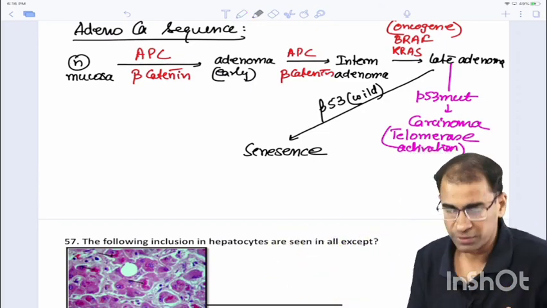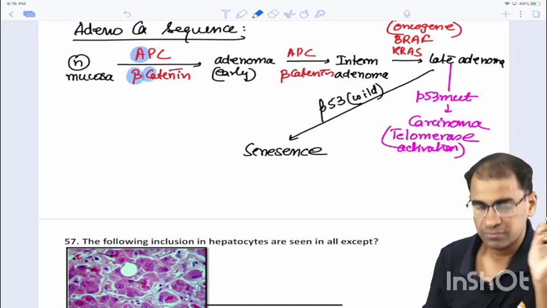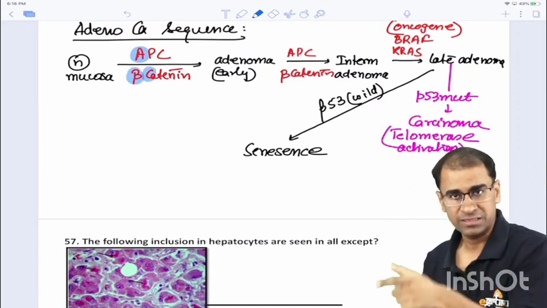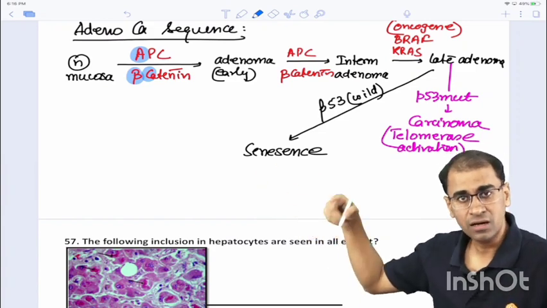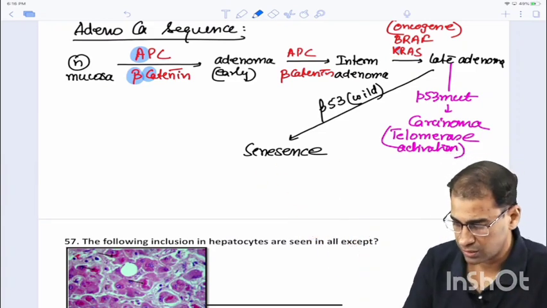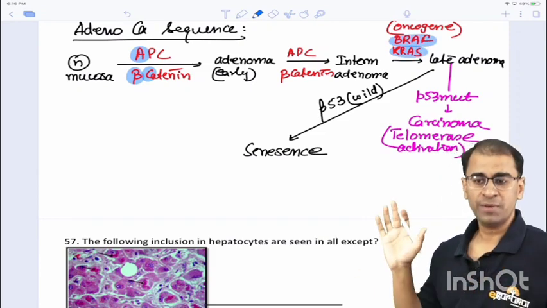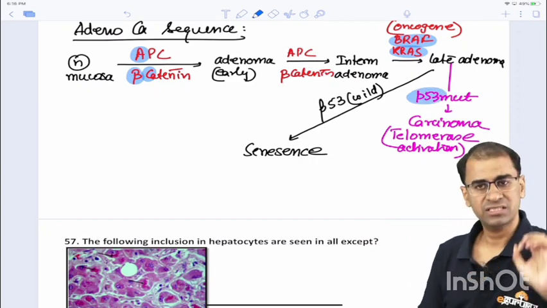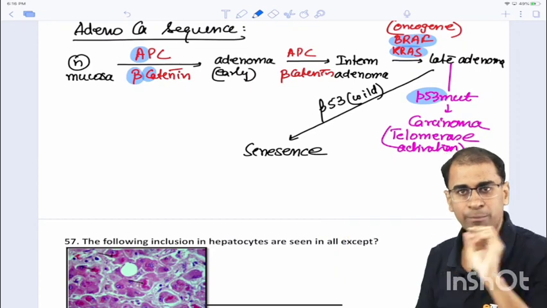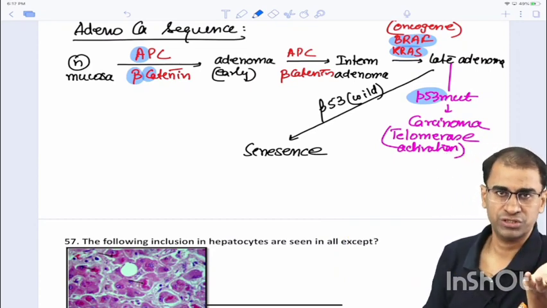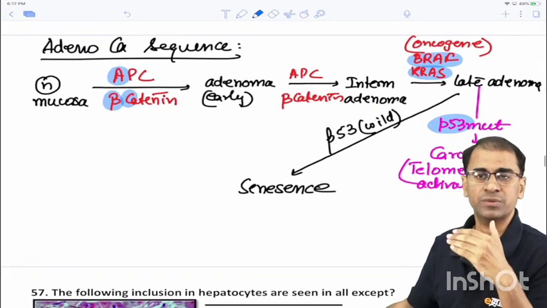The sequence, I used to remember as ABC. I never forget this. ABC: APC, beta-catenin. It's a tumor suppressor gene. Then an oncogene, which is BRAF and RAS. And finally, you all know who is the policeman? P53. Simple way to remember. ABC, then KRAS, BRAF, and there is a P53 mutation. This is called the adenoma-carcinoma sequence.